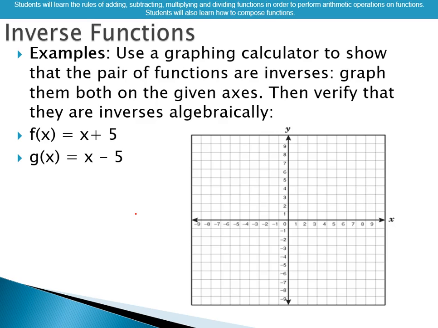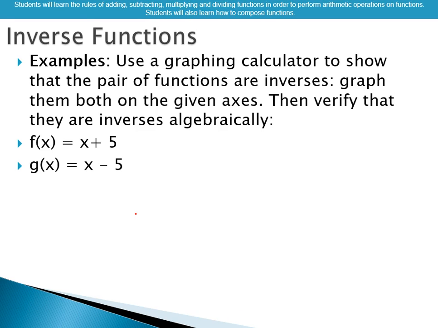Well, the first question says f of x equals x plus 5. So our y-intercept is 5. We go up 1, right 1, up 1, right 1. The second equation says x minus 5, so our y-intercept is negative 5. Our slope's the same, up 1, right 1. So verify that these functions are inverses. Well, if I reflect over that line y equals x, if I folded these, they would be directly on top of one another. So how do I show that algebraically?